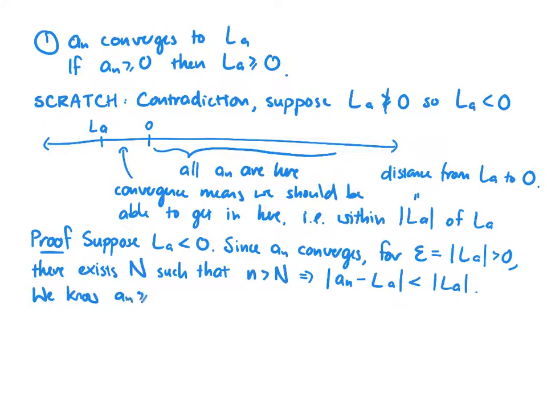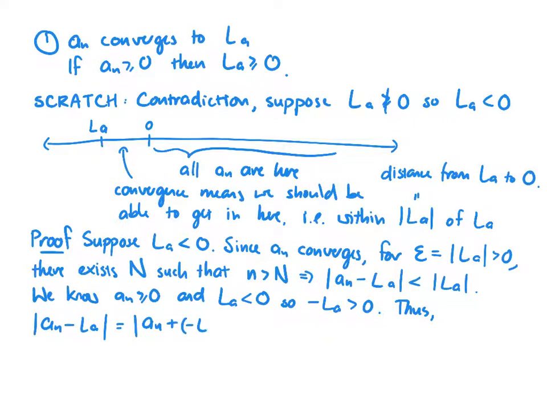we know A sub n is non-negative, and we know that L sub A is negative, so negative L sub A is positive. Thus, when I take the absolute value of A sub n minus L sub A, I can think of it as the absolute value of the sum of two non-negative numbers. And that means it should be equal to the absolute value of A sub n plus the absolute value of L sub A.